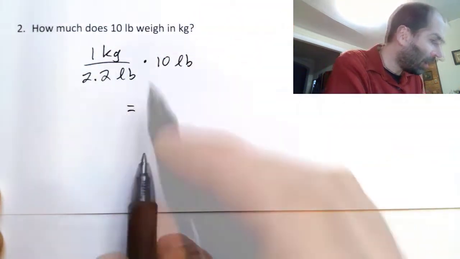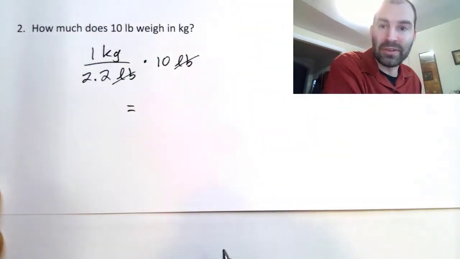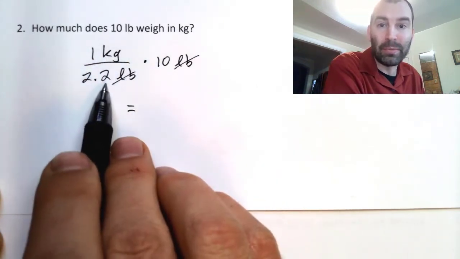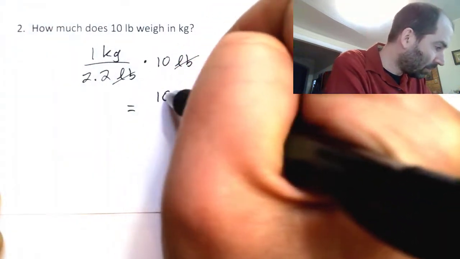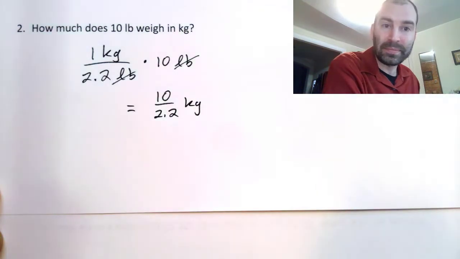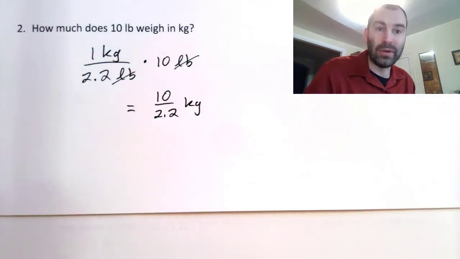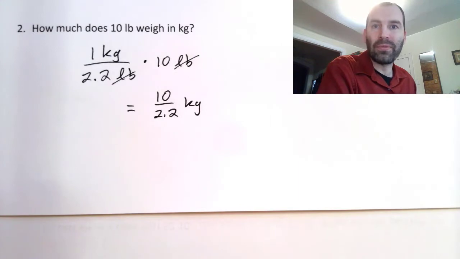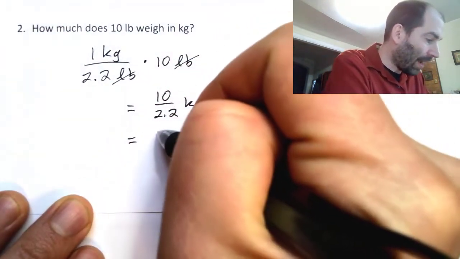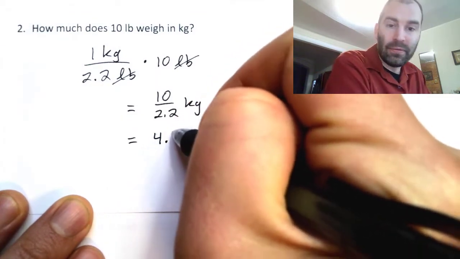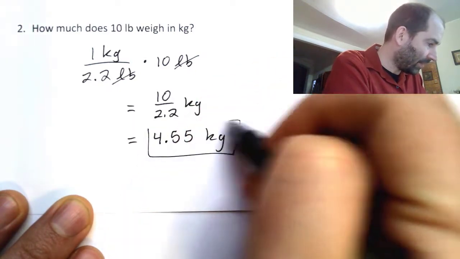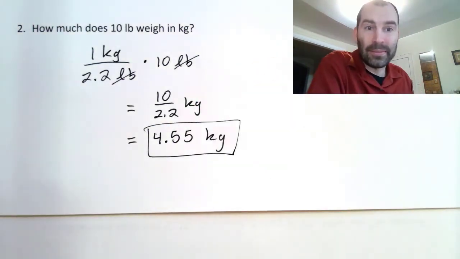And what do we get? The pounds cancel, right? They're factors of the numerator and denominator. I get 1 times 10 divided by 2.2. And this is measured in kilograms. And 10 divided by 2.2 is 4.545 dot, dot, dot. All right. So I'm going to round that to 4.55 kilograms. And that is our final answer.